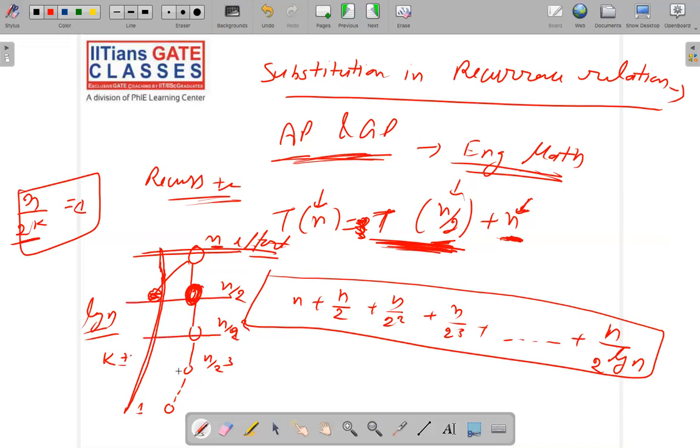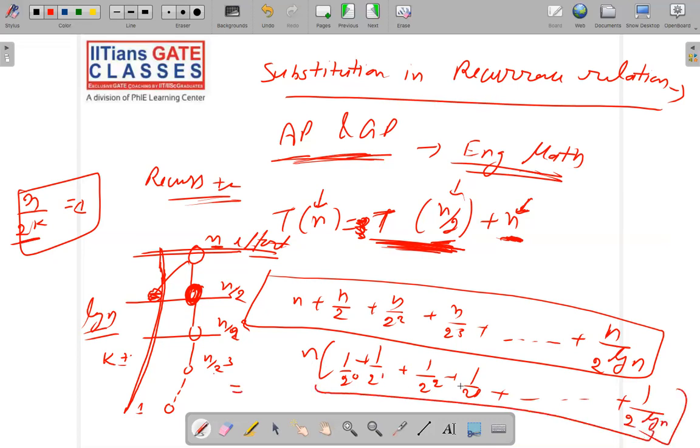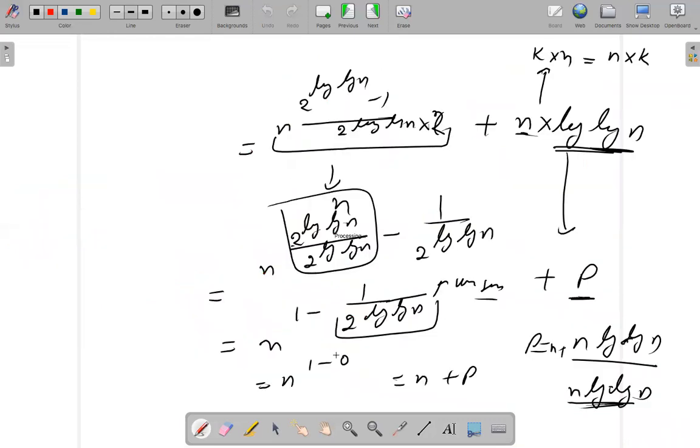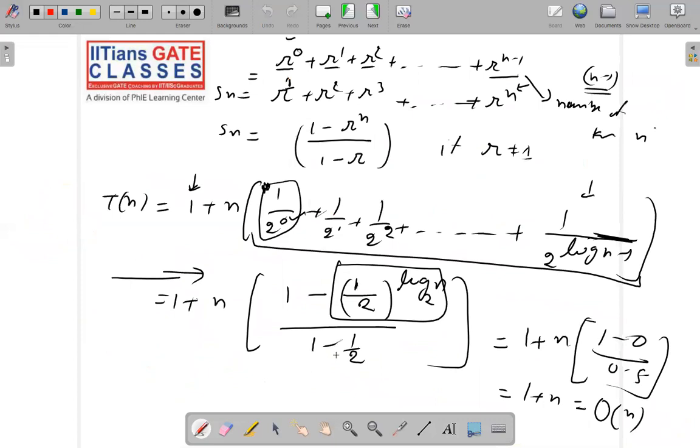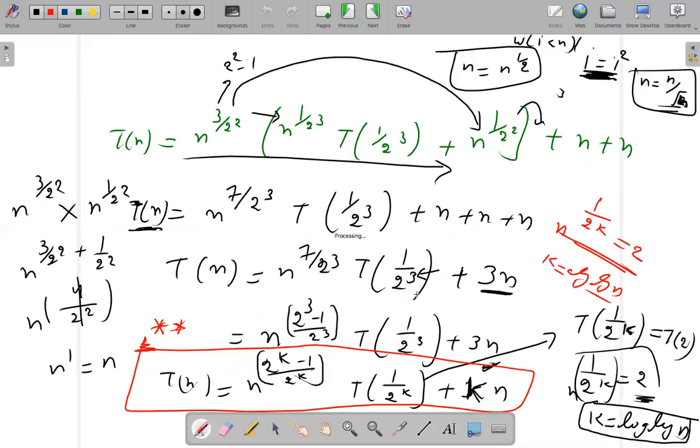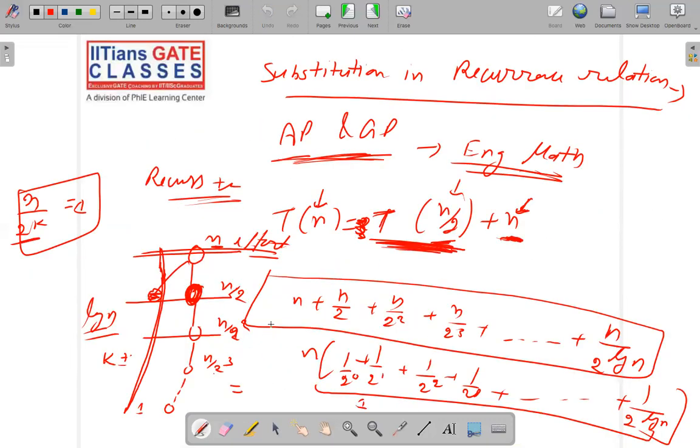At the next level, we'll have one more single node, and the effort is n by 2, n by 2 square, n by 2 cube. If you add all these things, taking n common, 1 by 2 to the 0, 1 by 2 to the 1, plus 1 by 2 square, plus 1 by 2 cube, till 1 upon 2 to the log n. If you calculate this, it will lead to 1. We have calculated it already in the previous example; this whole GP will lead to 1. So here the answer is n.